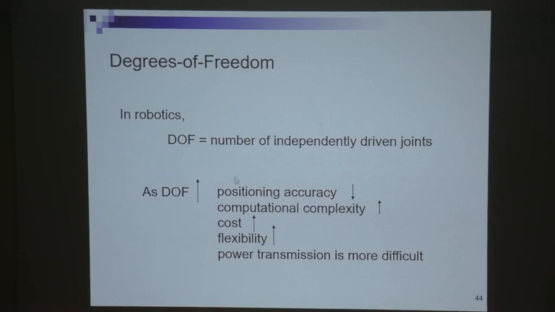So if you look at this, the degrees of freedom is essentially equal to the number of joints. As your number of joints increases, your position accuracy will decrease and your computational complexity will increase. The cost, of course, will also increase because you have more joints. You can do more things, so your flexibility will increase. And then, of course, the power transmission will be more difficult, so you need to make sure you can actually transmit the power to all the independent joints.